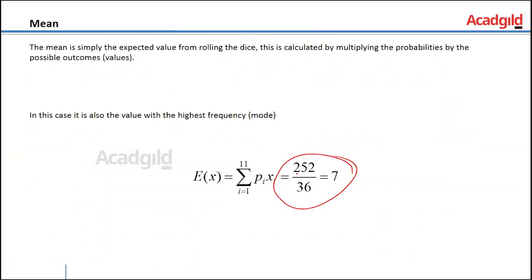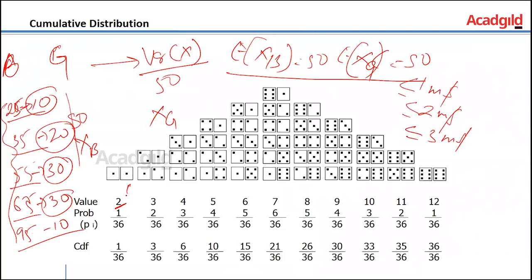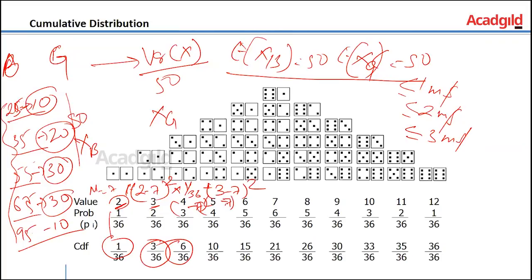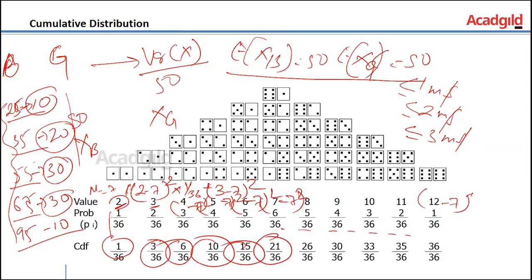Okay. So suppose in the dice example that we did, mu is 7. So I have to calculate the expected value of X minus mu, the whole square. The first value is, say, 2, and mu is equal to 7. Then I do 2 minus 7 the whole square times the probability 1 by 36, plus 3 minus 7 the whole square times 2 by 36, plus 4 minus 7 the whole square times 3 by 36, plus 5 minus 7 the whole square times 4 by 36, 6 minus 7 the whole square times 5 by 36, 7 minus 7 the whole square times 6 by 36, and so on till 12 minus 7 the whole square times 1 by 36. That would give me the variance.